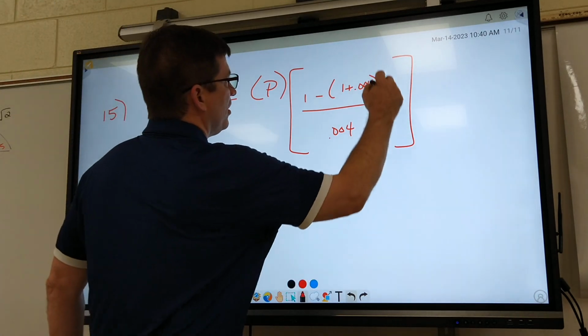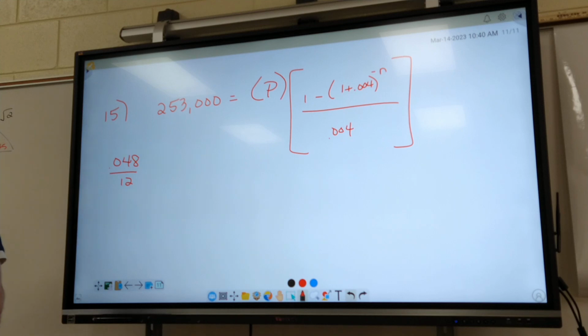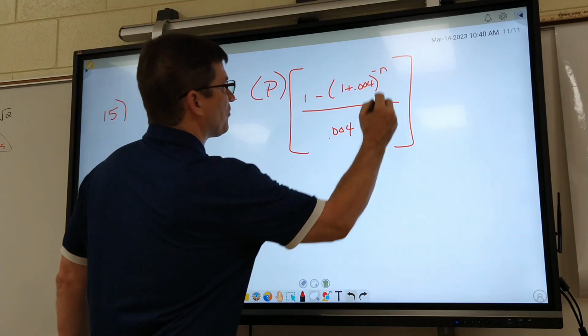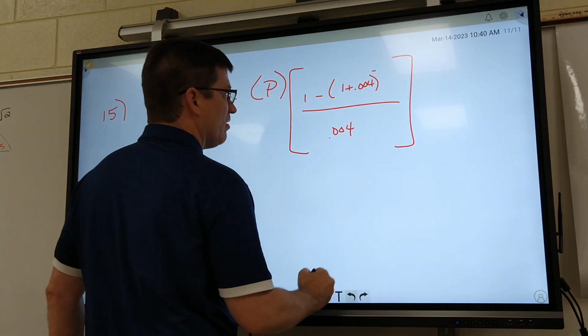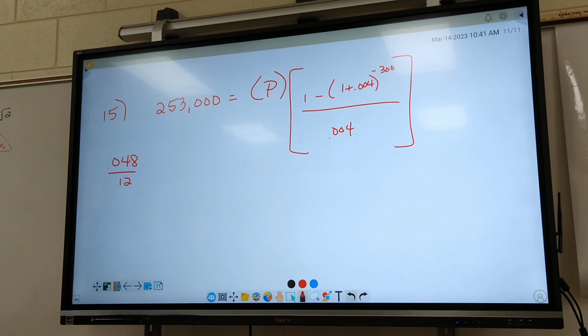Last thing we gotta plug in, there's an N right here. Does anybody remember what the N stands for? Number of payments. Number of times you make a house payment. Well, we've already said you do it 12 times a year. For how many years? 25. What's 12 times 25? So this would be a negative 300. Why is there a negative there? We don't know. Doesn't matter. They've got it in the formula. So make sure you have a negative on that number.